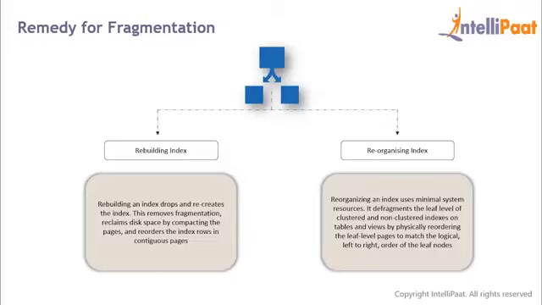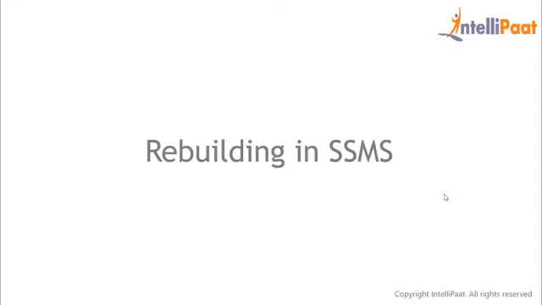Now to deal with fragmentation, we have two solutions. We can either rebuild the index or reorganize the index. So rebuilding is the process of changing the whole B tree. That is, all the existing indexes are dropped and new indexes are recreated. While reorganizing an index is the process of cleaning, organizing and defragmenting the leaf level of the B tree. Now we'll go ahead and implement these concepts in SSMS.